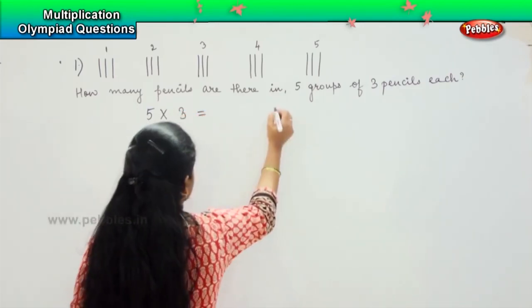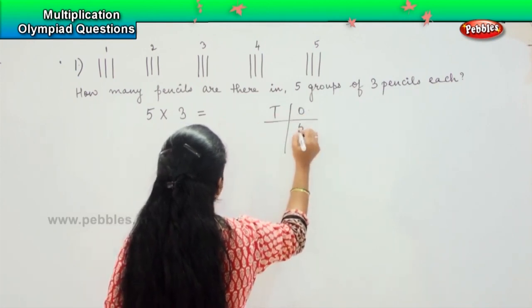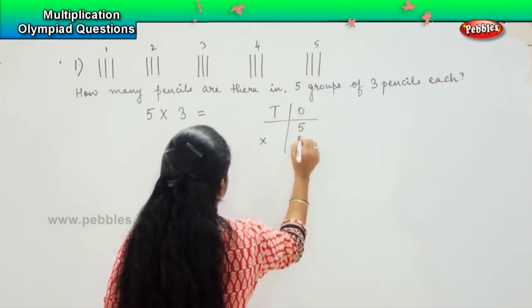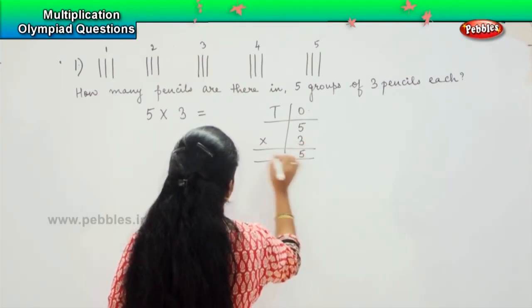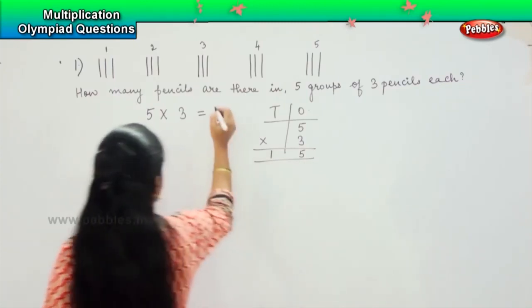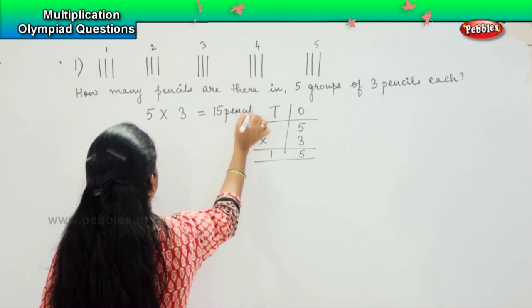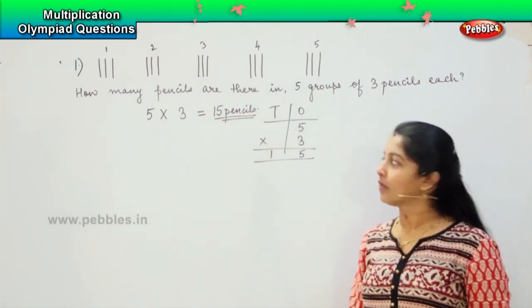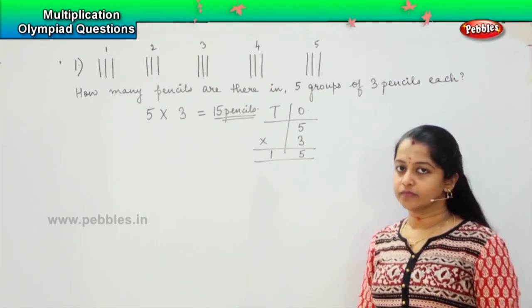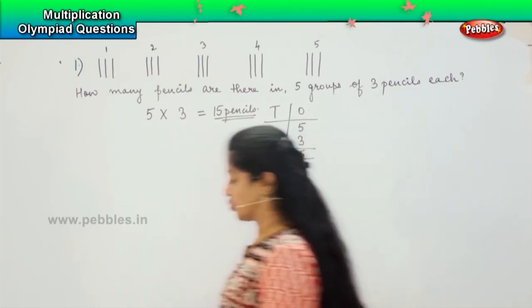So we will solve it with the single digit method, 5 into 3. So which is 5 3s are 15. So my answer is 15 pencils. Is it clear, children? Shall we move to the next question? Here is your next question.